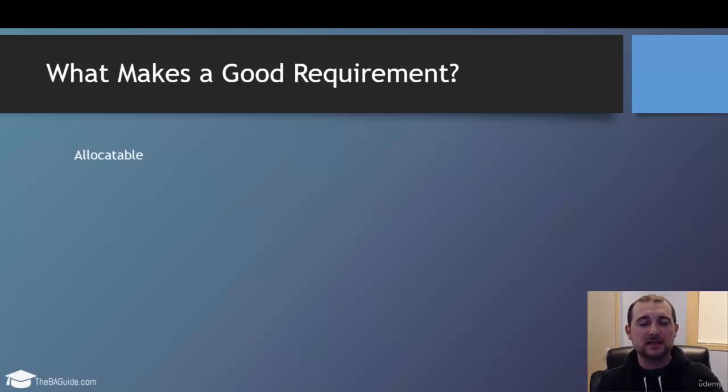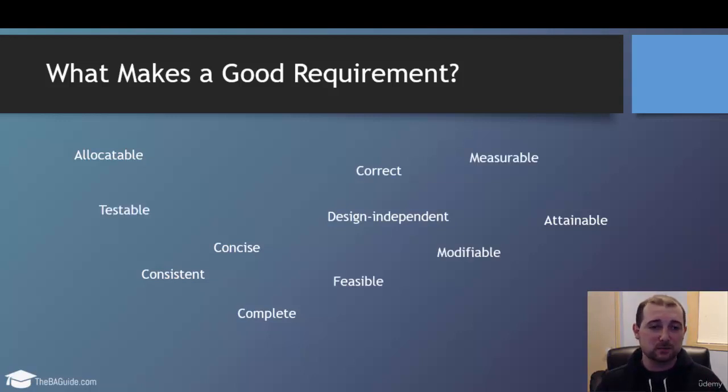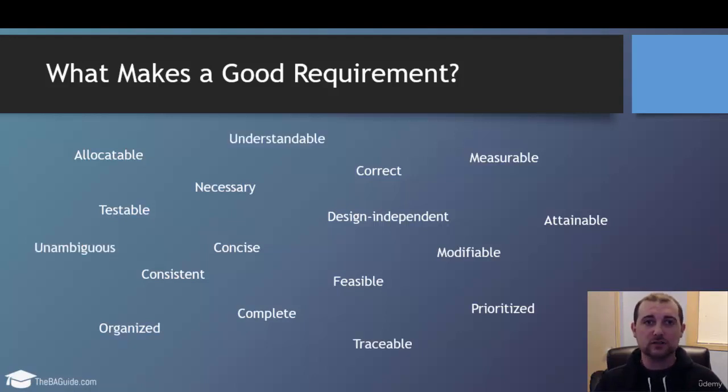Well, it's easy. It's that it's allocatable, attainable, complete, concise, consistent, correct, design independent, feasible, measurable, testable, necessary, organized, prioritized, traceable, unambiguous, and understandable. So that's it. So we're just going to complete this lecture. No, I'm just kidding. Those are all the great characteristics of what makes a good requirement.